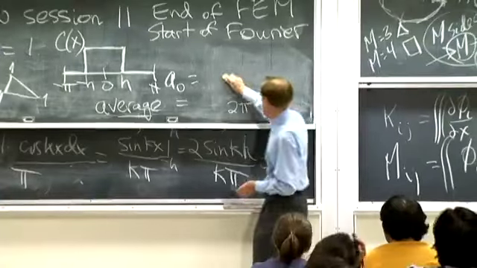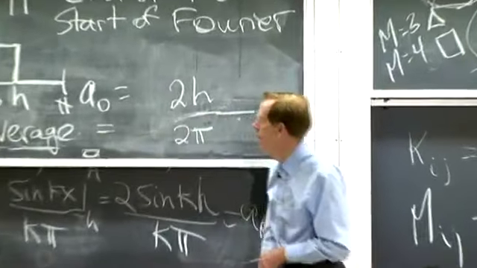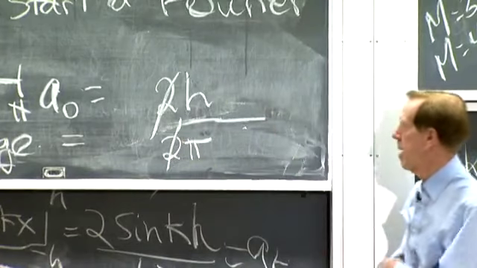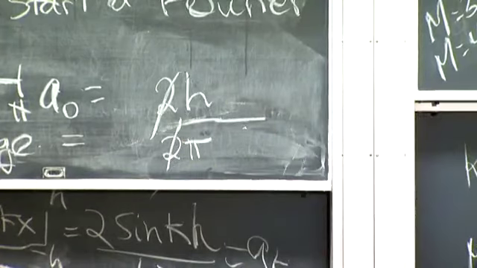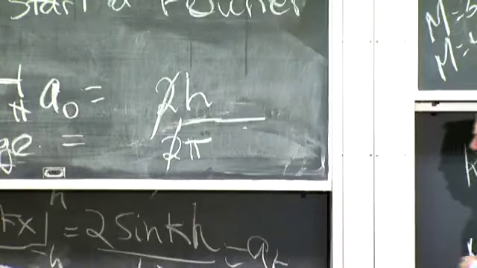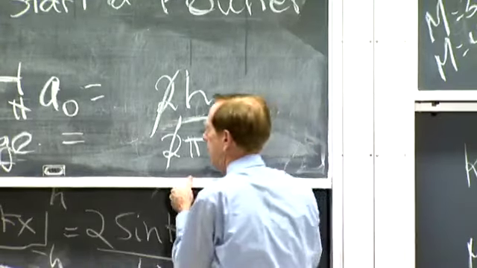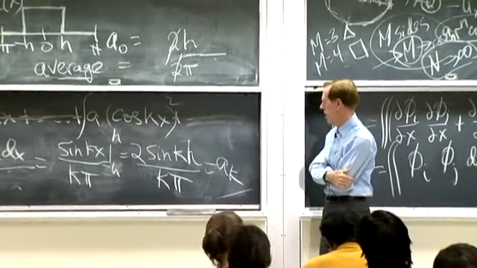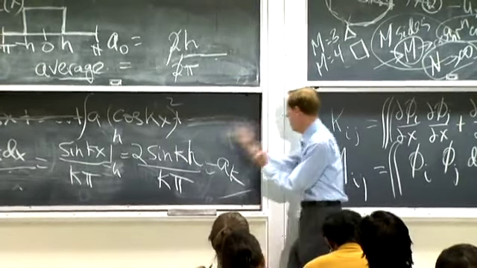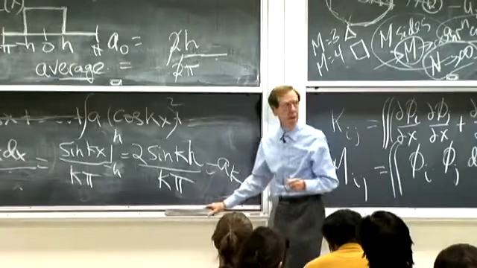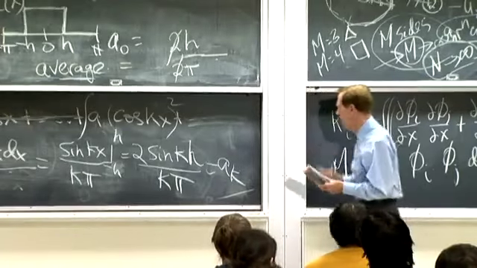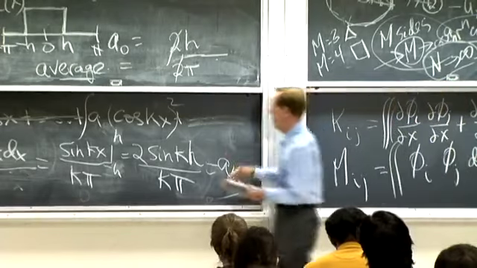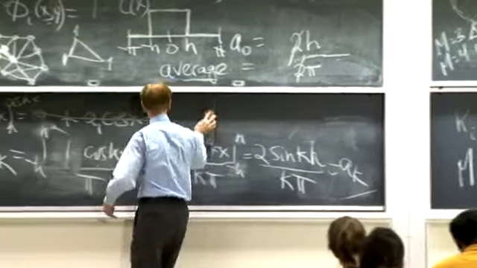2h, right? So 2h over 2 pi, cancel the 2's. So there's the constant term: A naught is h over pi. And the cosine terms, actually we're going to get something nice. A really nice way to complete this will be if I put this series together.